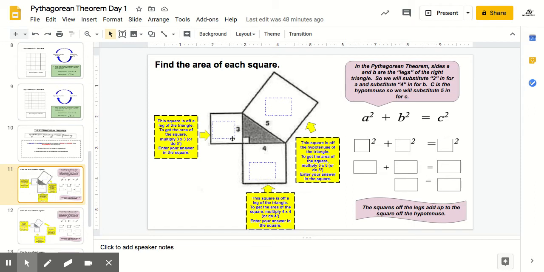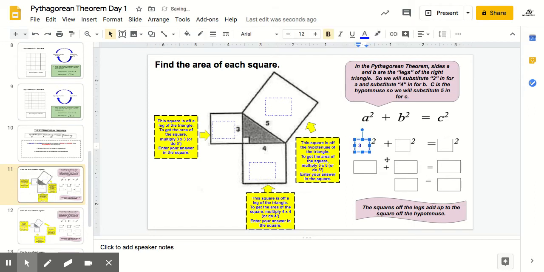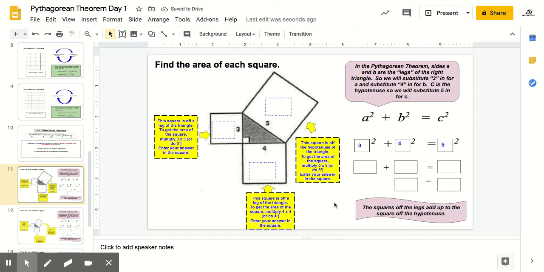So I'm just going to go with the 3 first. 3 is my first leg, so I'm going to plug that into this text box. My second leg is 4, so that's going to be plugged in here. And my hypotenuse, which is C, is equal to 5. Okay? Now remember what the Pythagorean theorem tells me, that the sum of the squares of the legs of the triangle are going to be equal to the hypotenuse squared.